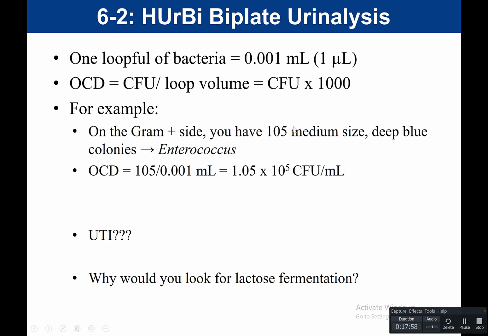Greater than 10^5 colonies would tell you that that is going to be positive, right? So this would be positive for a UTI. So what you want to know from this slide is how do you calculate, if given the number of colonies, the original cell density? How do you calculate the number of bacteria that were in that urine?